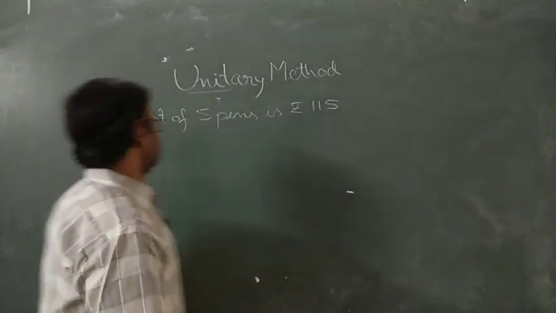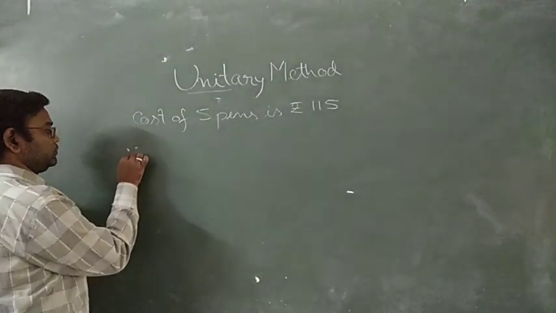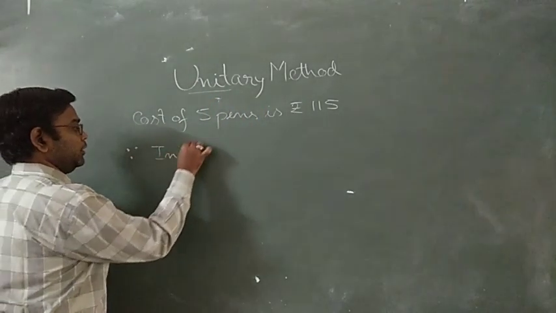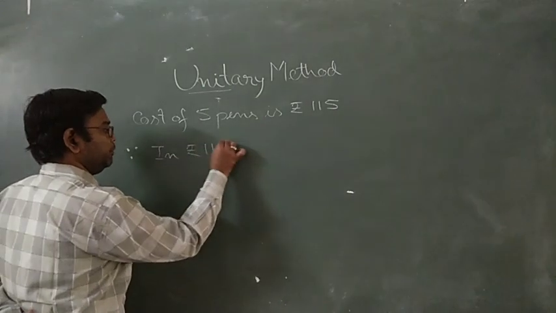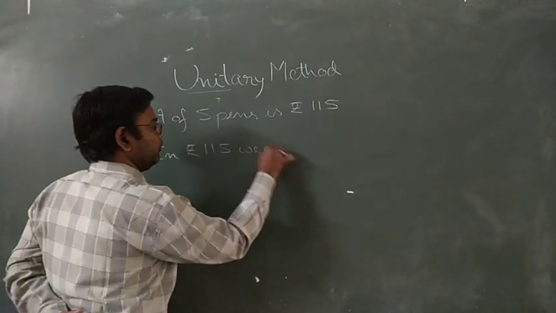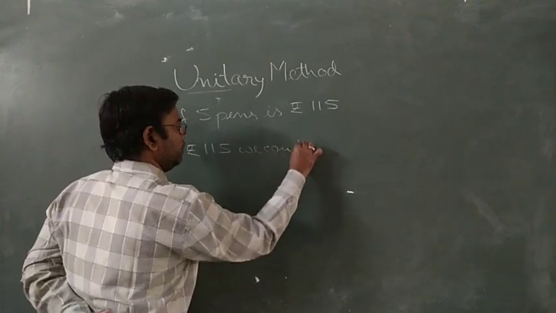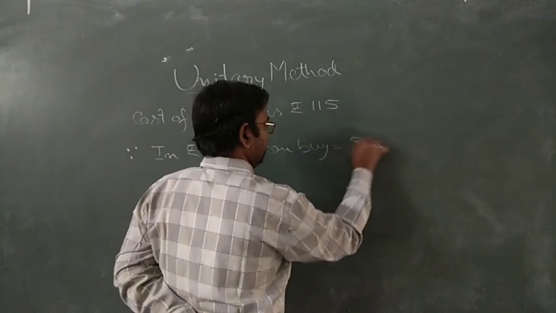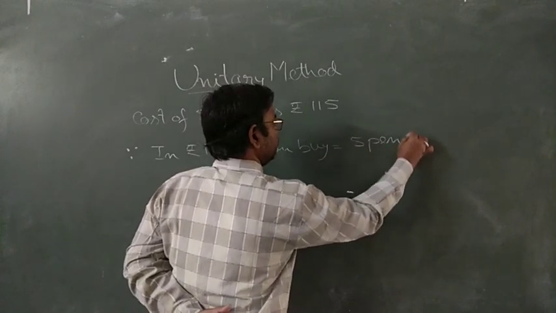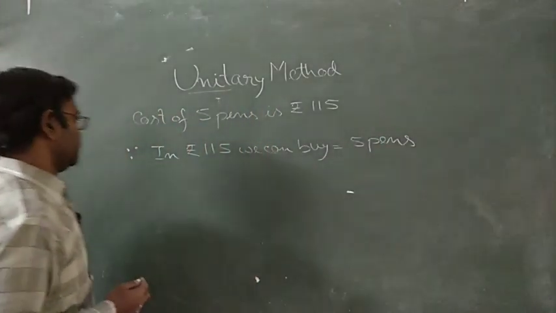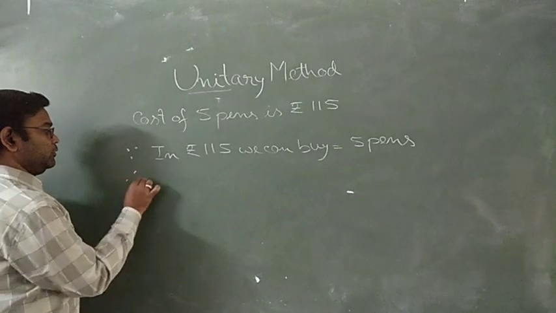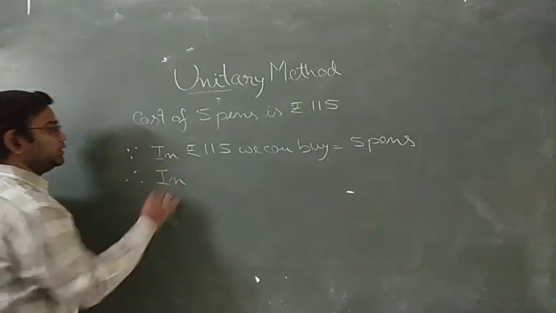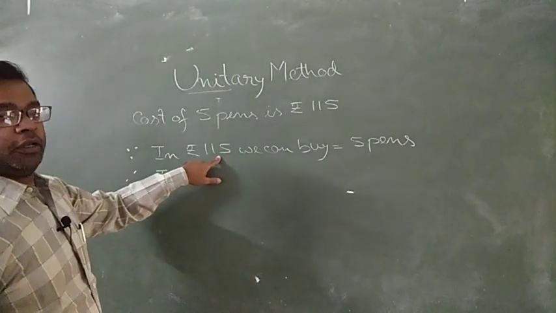So what is our statement? You can write: since in rupees 115 we can buy 5 pens. Clear? We can buy 5 pens. So therefore, again it is a unitary method, so we convert this one into unit.